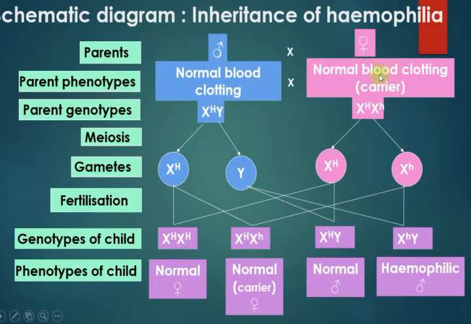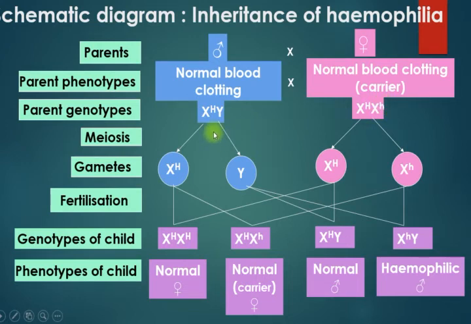And the mother has normal blood clotting as well. The phenotype of the mother is normal blood clotting, but she is a carrier. So the genotype present is X big H X small h. The mother has normal blood clotting, but she is a carrier. She carries a recessive allele for hemophilia.